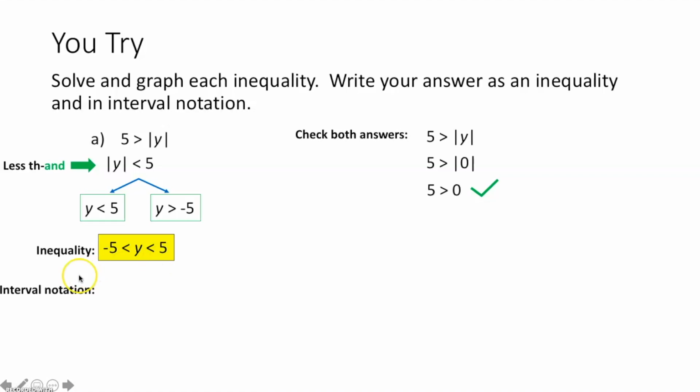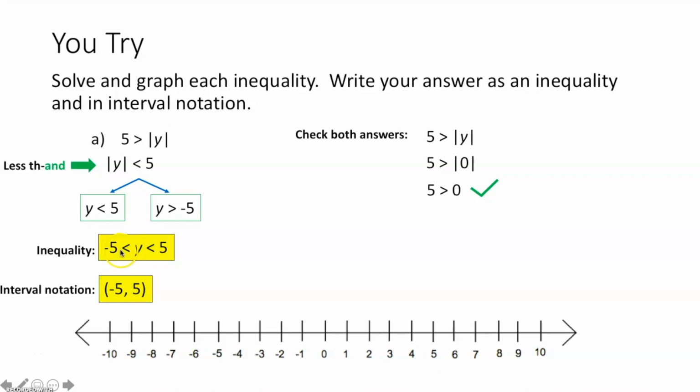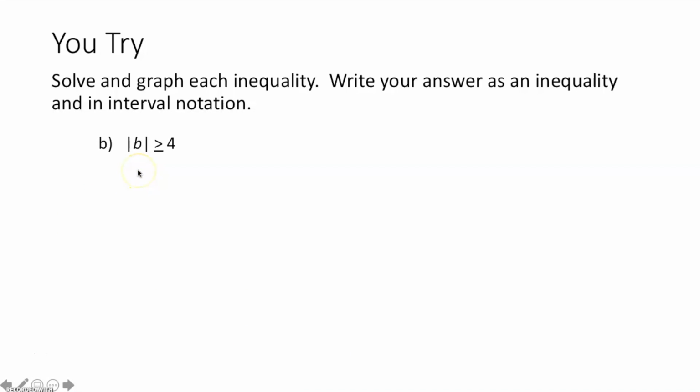Next, to write that in interval notation, I again see that there's no equal sign, so it's going to be both parentheses for these. And then -5 goes first, 5 goes second. Now we can graph it at -5. There's going to be an open circle because there's no equal sign, so we put an open circle at -5. At 5, there's going to be an open circle as well because there's no equal sign there. And because it's an and compound inequality, we shade in between. And we're done.